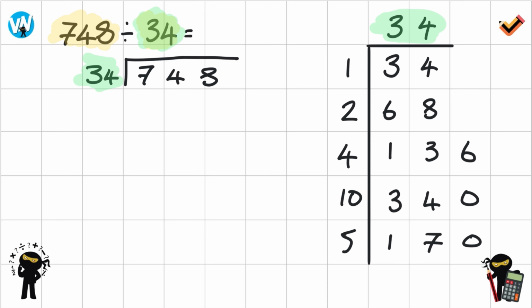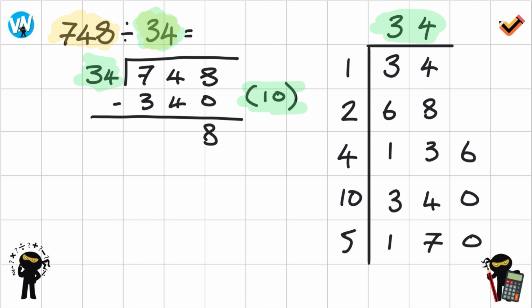All right. So if I look at this, the biggest chunk I can take away is 340. So I'm just going to take away 340. And that is 10 lots. Just going to quickly highlight that off in green so we don't forget it. And then we're going to do the subtraction. 8 take away 0 is 8. 4 take away 4 is 0. 7 take away 3 is 4. So we're left with 408.